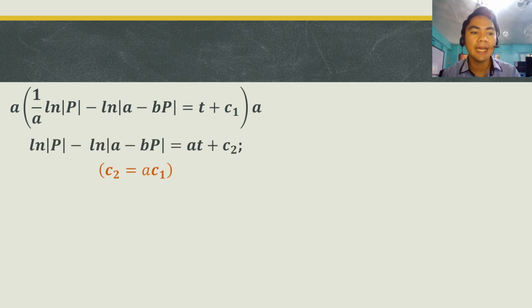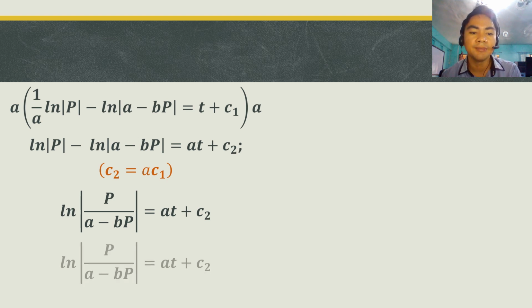So we have ln absolute value p minus ln a minus bp is equal to at. A times t is at plus c sub 2, wherein c sub 2 is equal to a times c sub 1. In this case, applying the law of natural logarithm, so we have ln, the absolute value of p all over a minus bp is equal to at plus c sub 2.